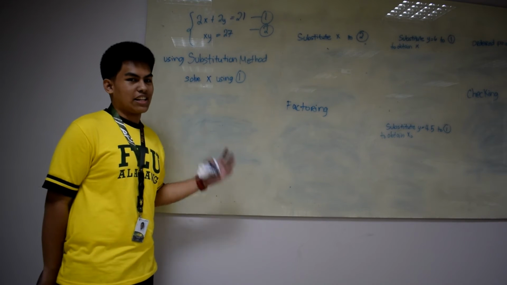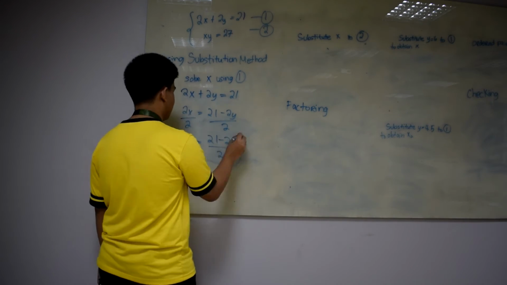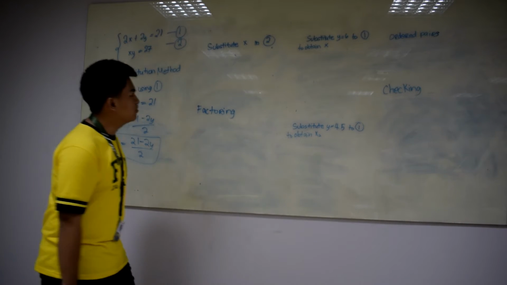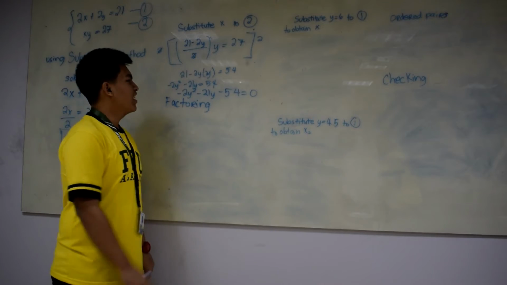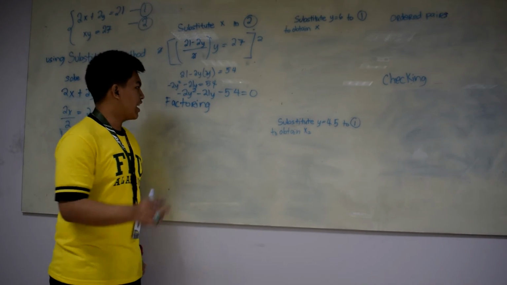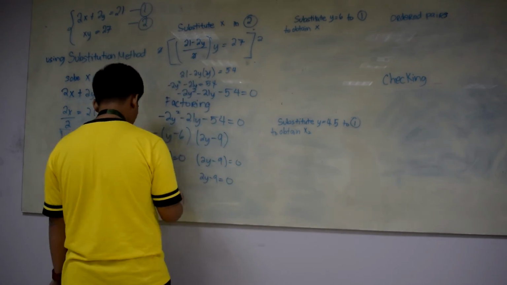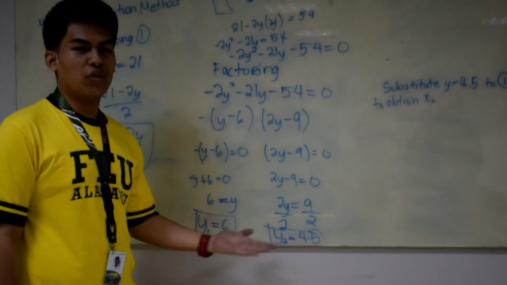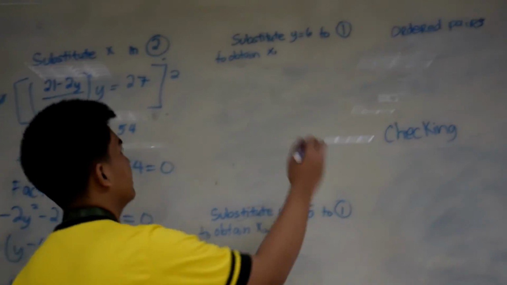Now let's solve x using equation 1. Now we have the value of x, let's substitute x in equation 2. Now we have a quadratic equation we can solve using factoring. Now we have the values of y sub 1 and y sub 2. Let us now substitute them to equation 1 to obtain x.